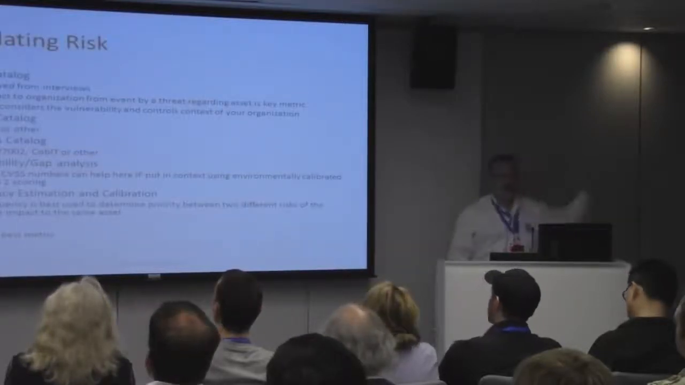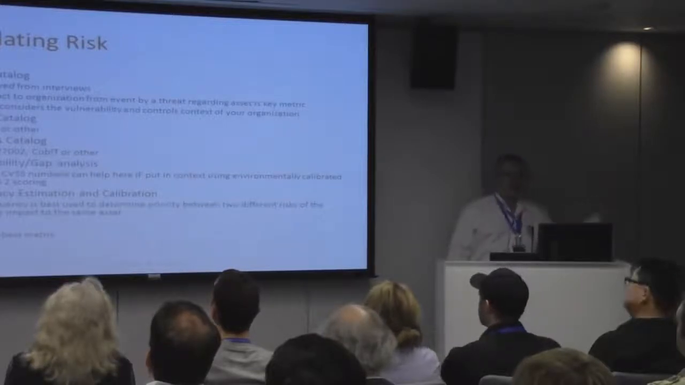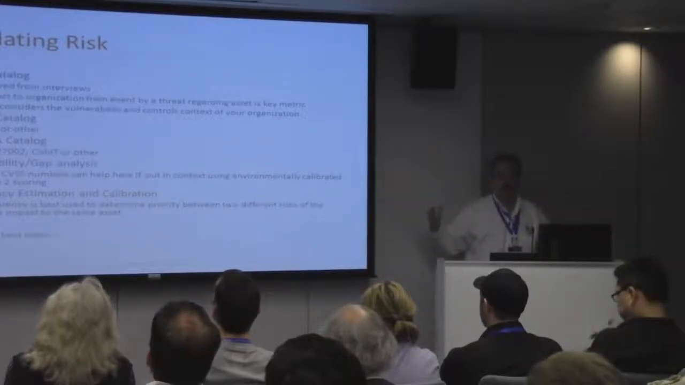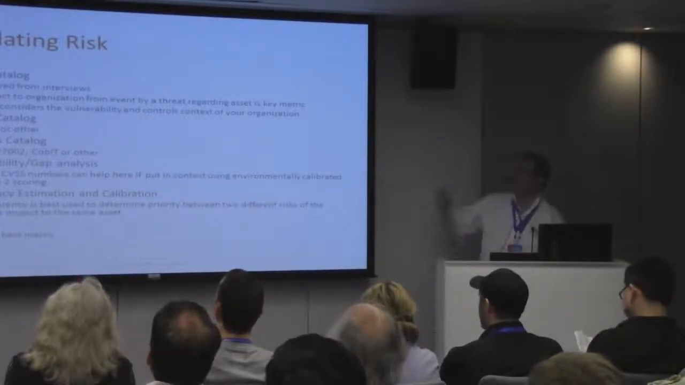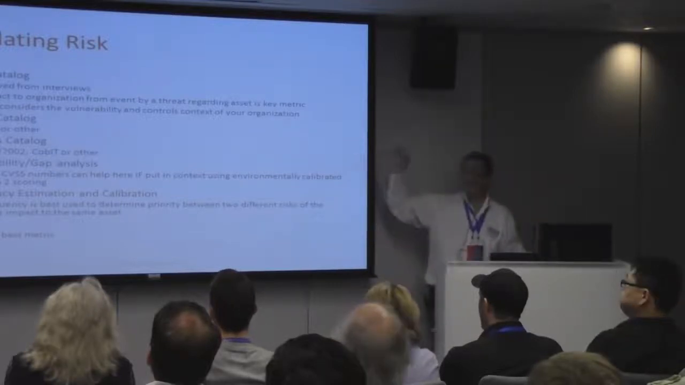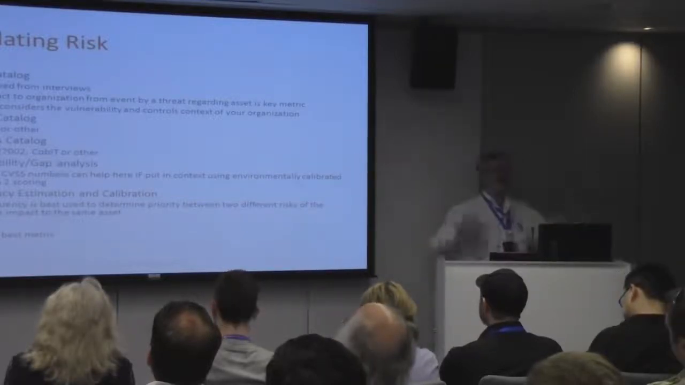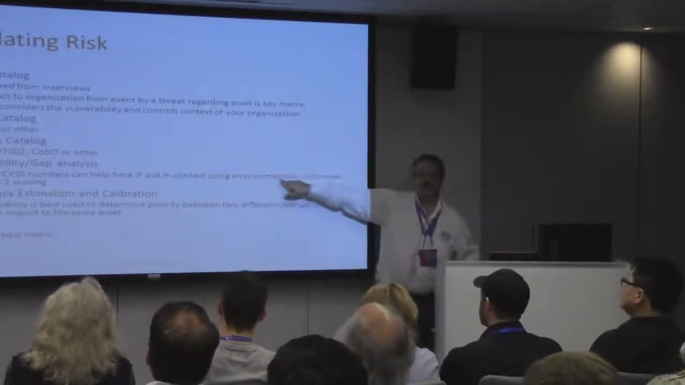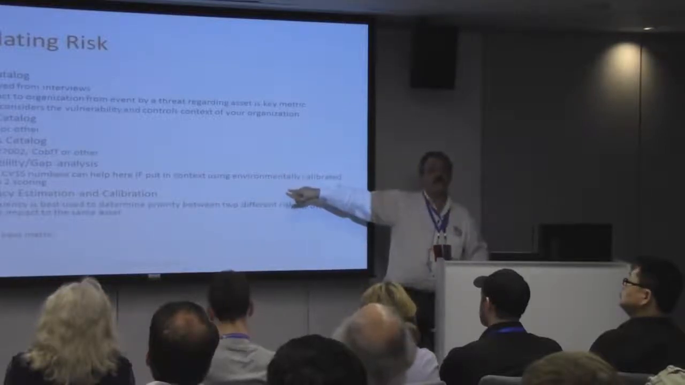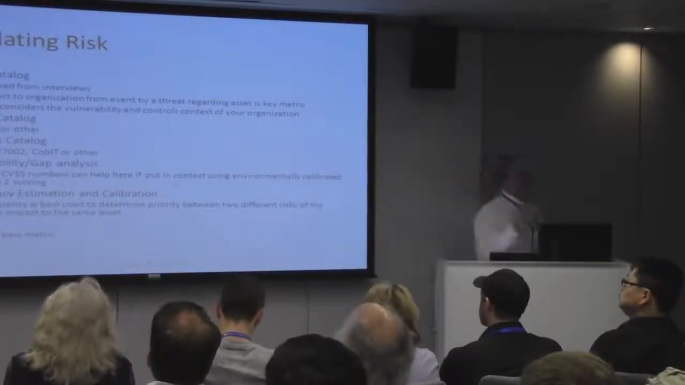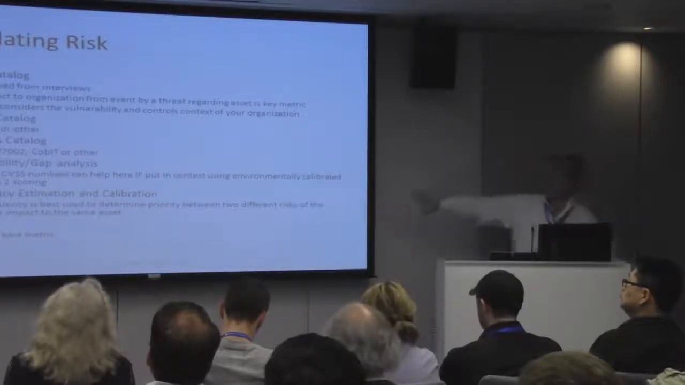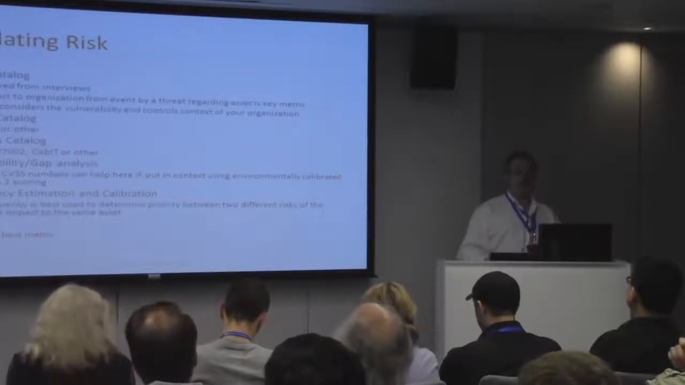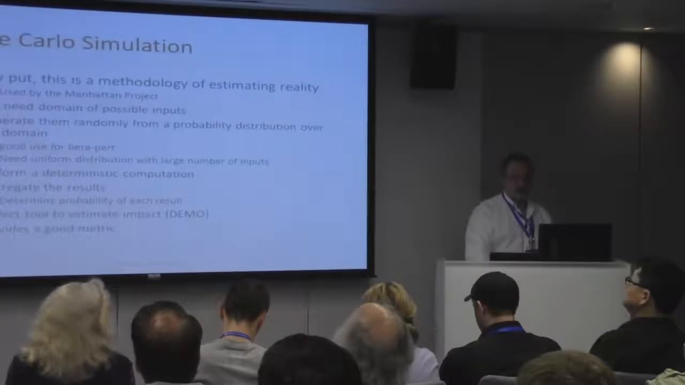Now, calculating risk. You've got your asset catalog, which you derive from interviews. You have an impact to the organization. You've got your threat catalog, BITS or other threat catalogs. You've got your controls catalog, ISO 27000X or COBIT or something else. You've done your vulnerability analysis. You've got your CVSS scores. If you're smart, you put them in the environmental context using that freely available calculator on the NIST site. And you're getting the sense this takes time. It does. But you do some frequency estimation, calibration, and finally, you've got your impact. So you're now ready to do some risk calculation.